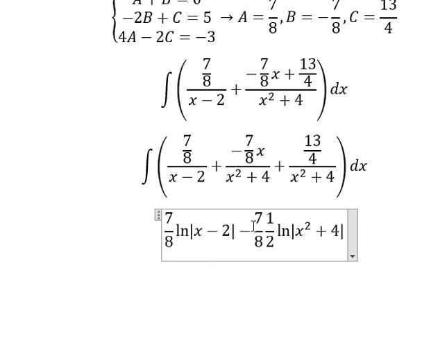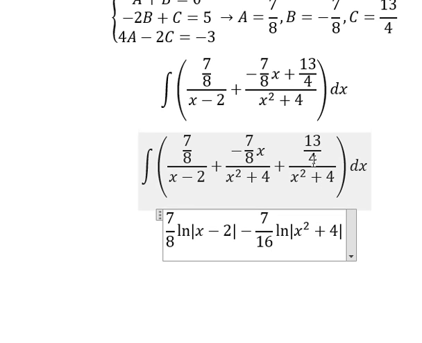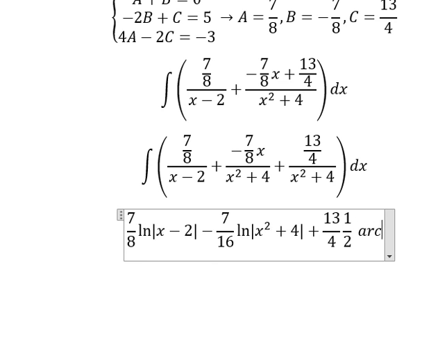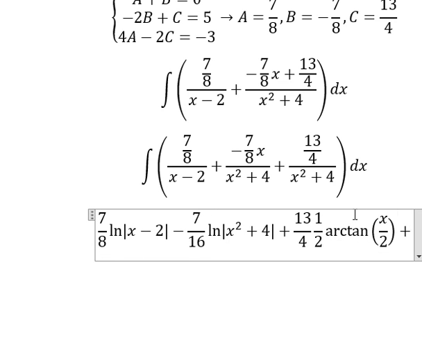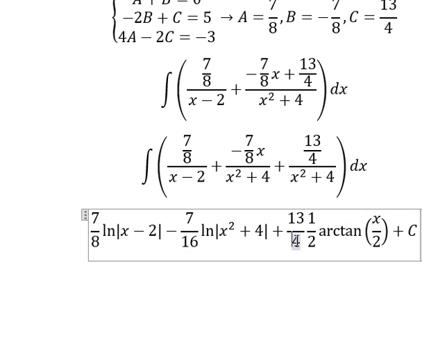Number 8 and number 2, we have 16. This one we have 1 over 2 times arctan of s over 2, and I will put plus c. So for number 2 we have 8.